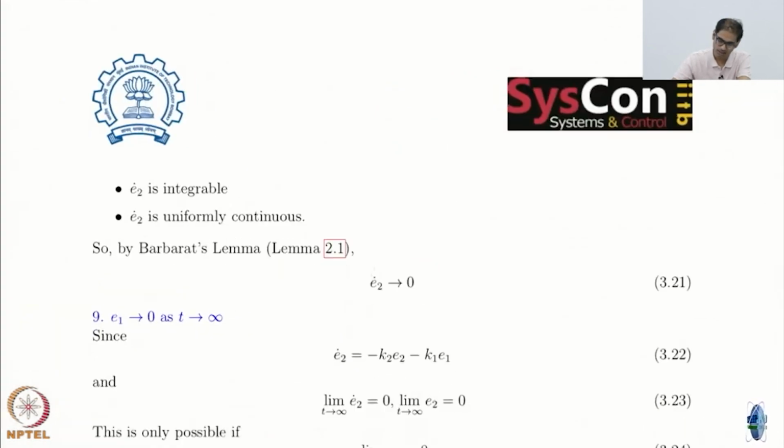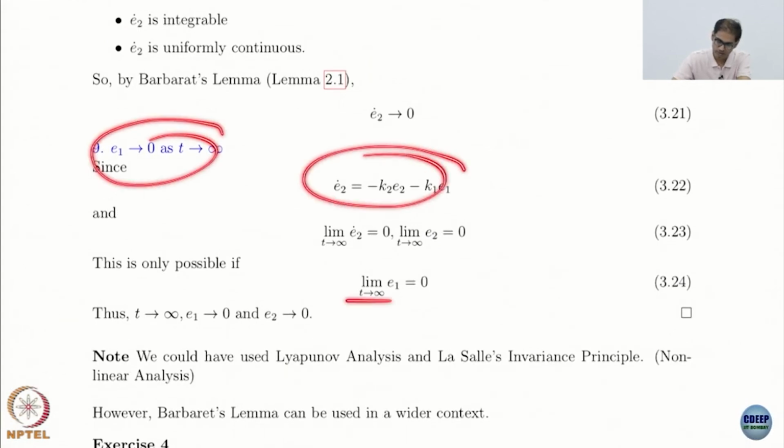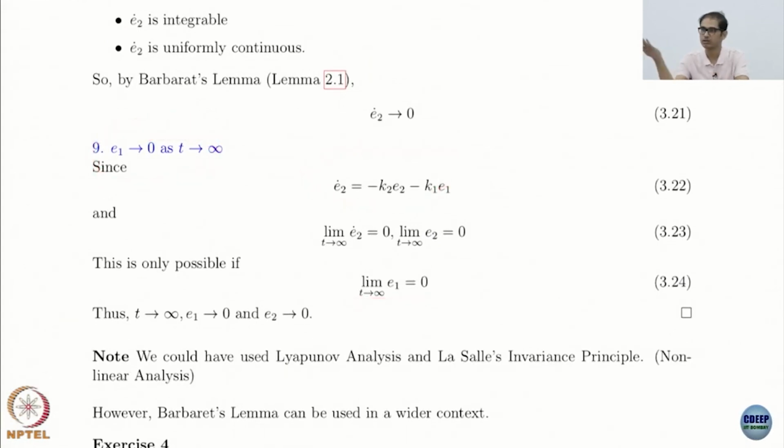So, that is what you see in the next page, right, that E1 goes to 0 as t goes to infinity, because nothing else is possible, okay. So, this is it. If you see, the logic is a little bit similar to the LaSalle invariance. If you went with LaSalle invariance, you will first look at the set where V dot is 0, which is the set of all states E1 E2 such that E2 is 0, and then you will look at the largest invariant set inside E2 equal to 0. For that, you will say that E2 dot is 0, and if E2 dot is 0, you know that E1 has to be 0. So, similar logic actually, but the way we do it is slightly different, okay.